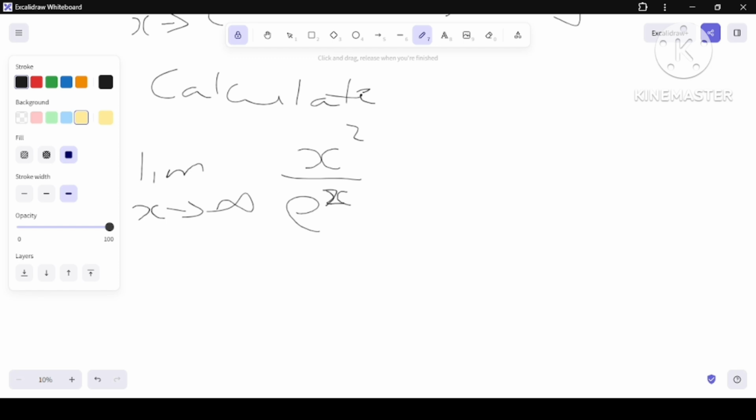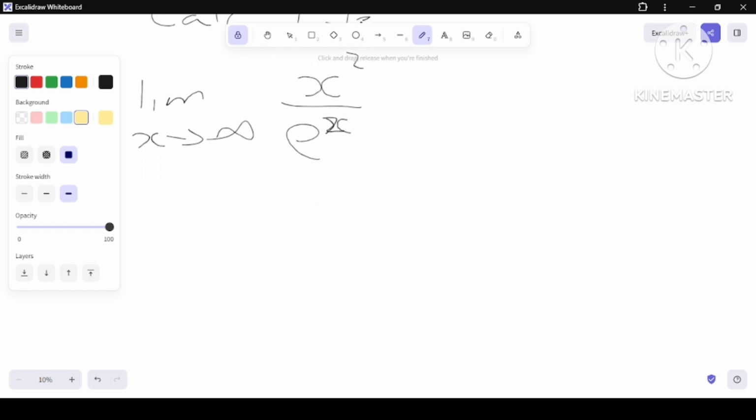So let's get to how we are going to solve this question. The question says the limit of x squared over e to the power of x as x approaches infinity. To solve this one, we first have to differentiate x squared. By differentiating x squared, we are finding the first derivative of x squared.